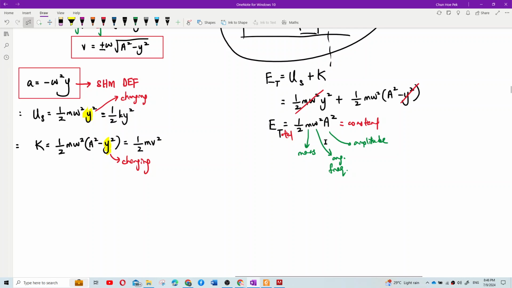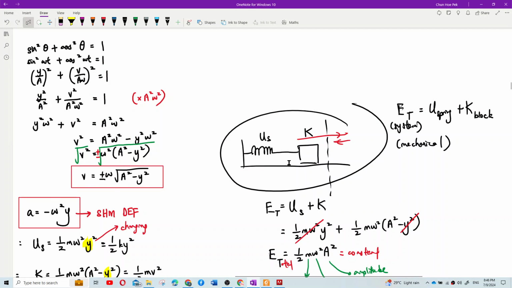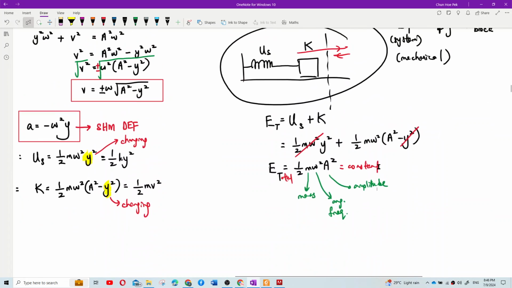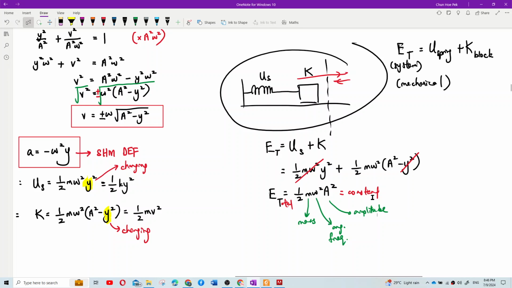All these are constant values. So the total energy of the whole system is always constant. So this system we assume to be what? Since the total energy is always constant, that means kita assume apa? No damping. That means what? No loss of energy to the surrounding.